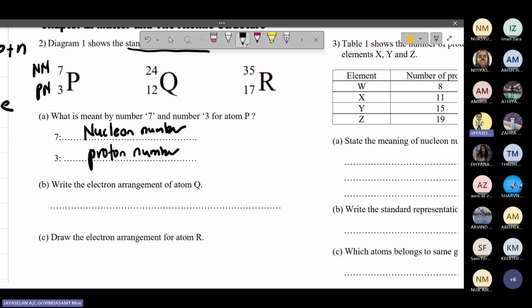Any question? Again, write the electron arrangement of atom Q. So they ask you to write. If write, very simple. Okay, easy. So here you see an atom Q. So you take the proton number 12. So Q, proton number 12. How to do the electron arrangement? 2.8.2. You already score 1 mark. Any question? No question?